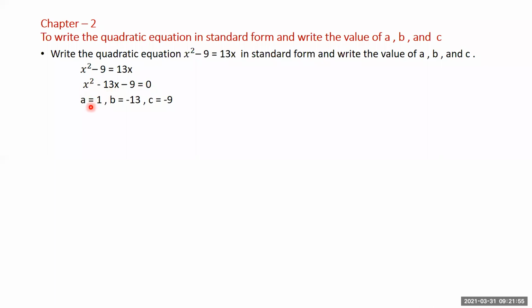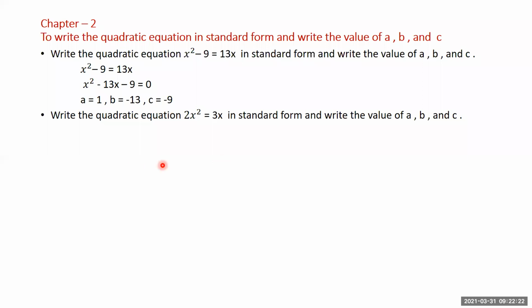Now you write the a value. What is the a value? The coefficient of x square. That is the a value, and the coefficient of x will be the b value. See, children, wherever a minus is there, you have to be very sure about that minus sign. You have to write that minus sign: minus 13, and the c value is minus 9. Okay, children, so this is in the standard form. These are the a, b, c values.